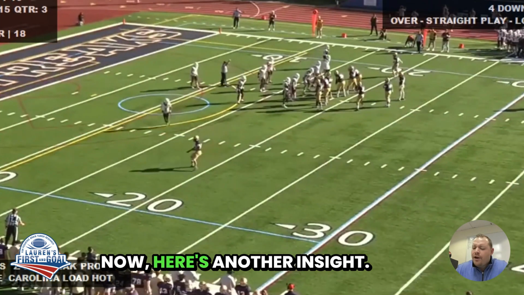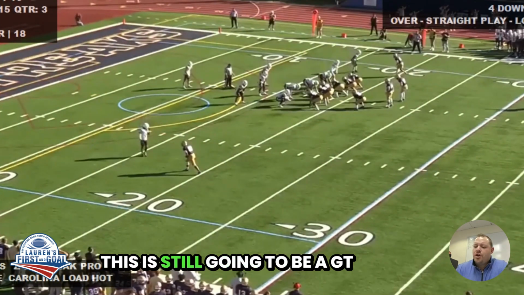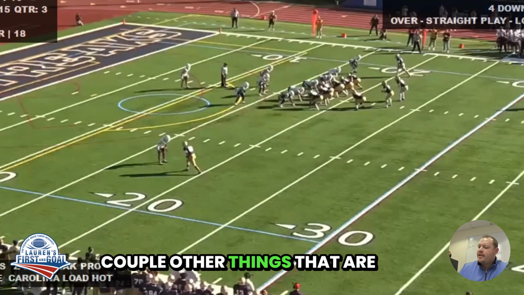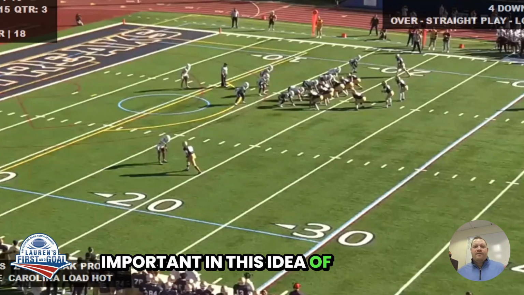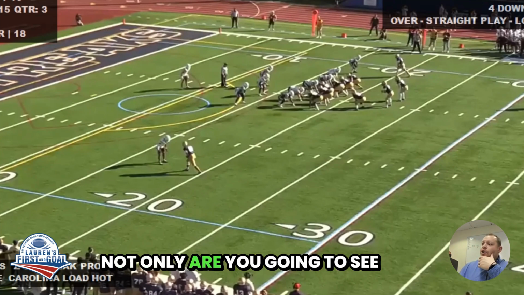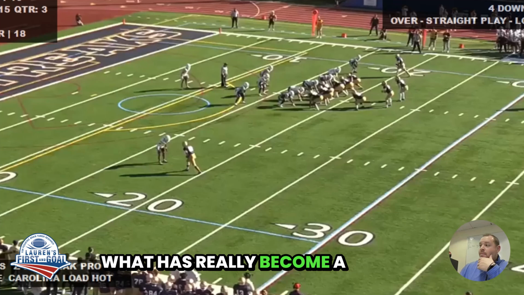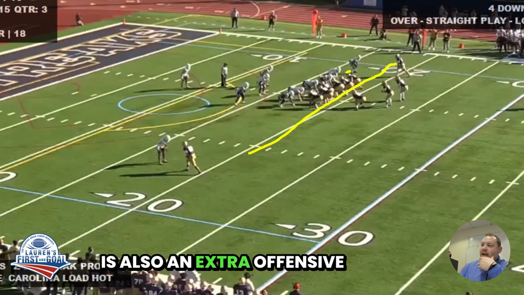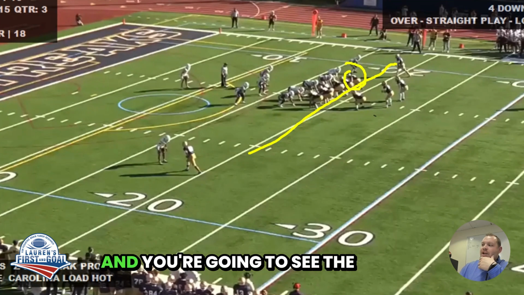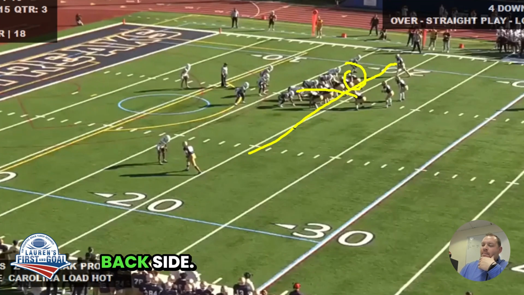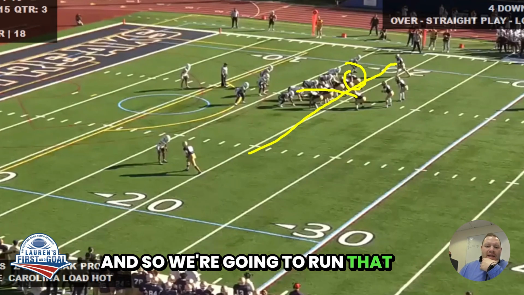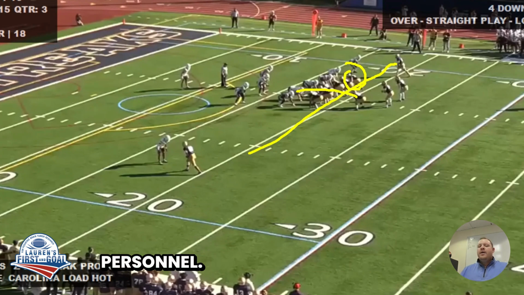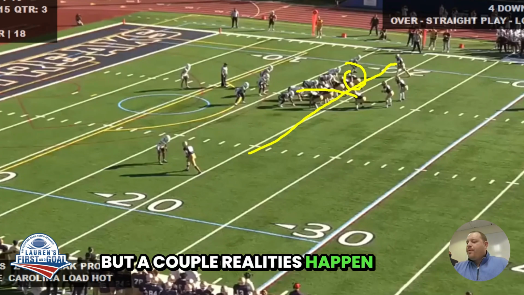Now, here's another insight. This is still going to be a GT counter variation for us, but I want to point out a couple other things that are important in this idea of misdirection. Not only are you going to see what has really become a consistent calling card in our early time together, but this is also an extra offensive lineman in the game. And you're going to see the presence of the fullback on the backside. And so we're going to run that same GT counter play that we watched just a moment ago in 11 personnel, but a couple realities happen for us.